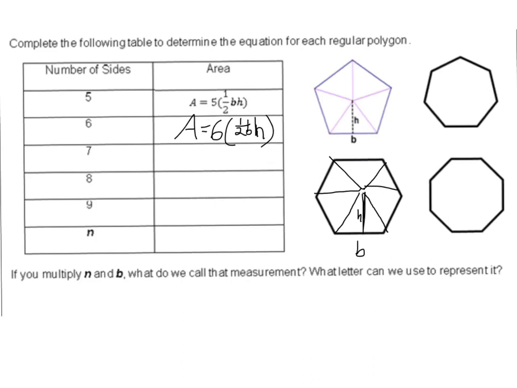Okay, so now go ahead and find the areas of a heptagon, octagon, and nonagon. Based on what we already talked about, this should be pretty easy, and then we'll come up with a formula for any sided polygon.